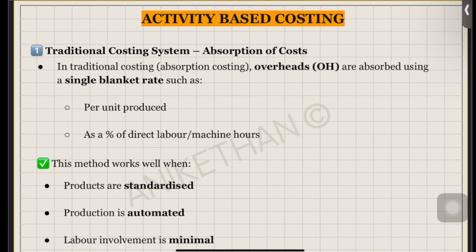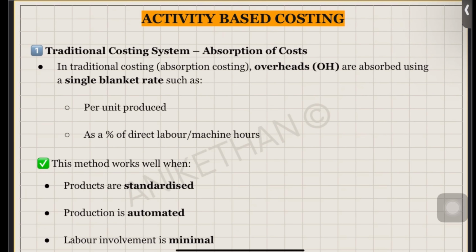In traditional costing, whenever I say absorption costing, what is there? You have your cost sheet. In the cost sheet it will start with direct material, then you come to prime cost. After prime cost, you have factory overhead, then admin overhead, then you have S&D overhead.